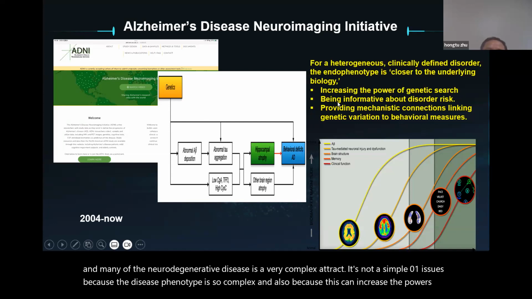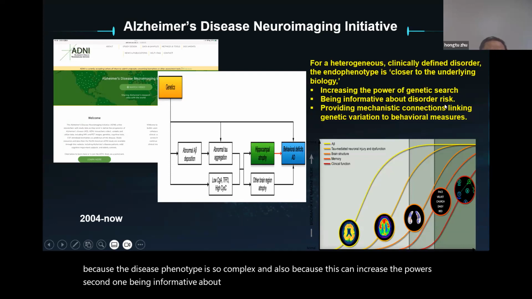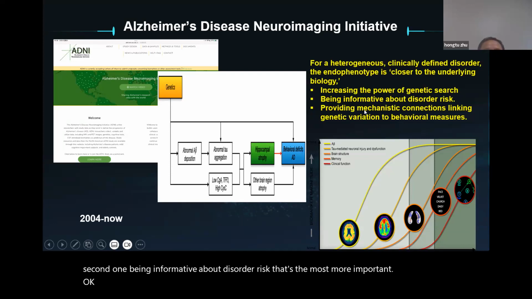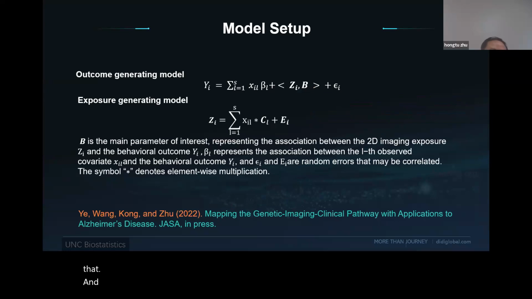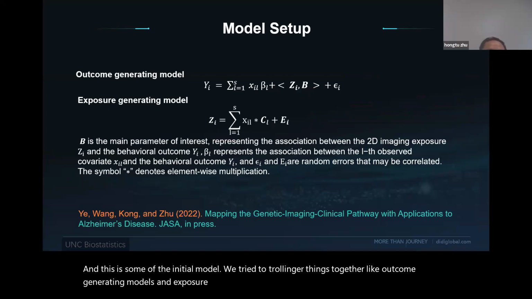Second, being informative about disorder risk. That's the most important part, okay? And also providing the mechanistic connections linking the genetic variation to the behavior measurements. That's why we do that. And this is some of the initial models. We try to link things together, like outcome generating models and exposure generated models. This is basically generalized from the causal literature.